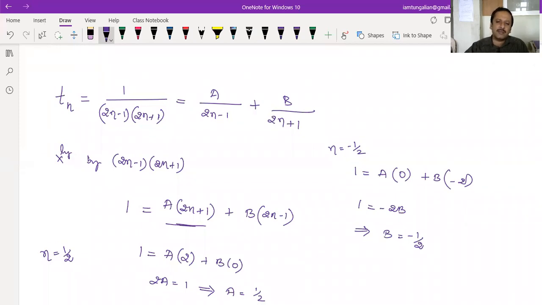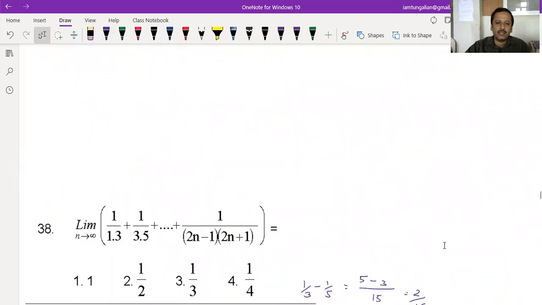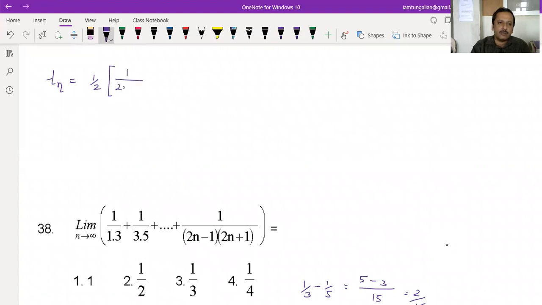Okay. So A is 1 by 2 and B is minus 1 by 2. That you substitute in this equation. What do we get? 1 by 2 divided by 2n minus 1 plus minus 1 by 2 divided by 2n plus 1. I'll take 1 by 2 as common. So 1 by 2n minus 1 minus 1 by 2n plus 1. Okay, so this is the nth term we got. Look here. Nth term we got, Tn is equal to 1 by 2 into 1 by 2n minus 1 minus 1 by 2n plus 1.